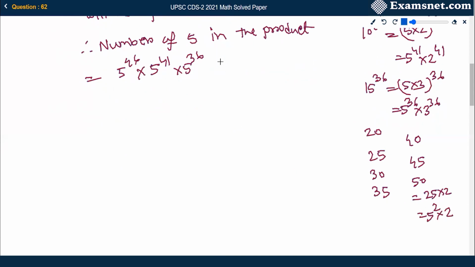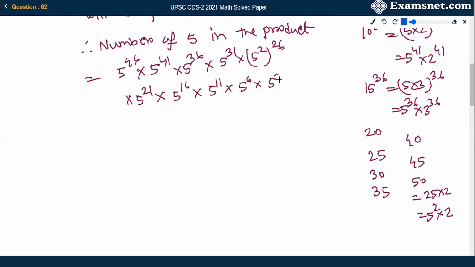So I'm going to write all these things: 5 to the power 31, 5 squared to the power 26, that is for 25. Next, 5 to the power 21, 5 to the power 16, 5 to the power 11, 5 to the power 6, and 5 squared whole to the power 1.